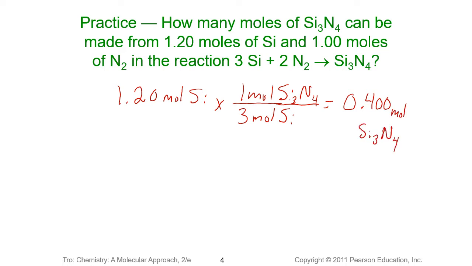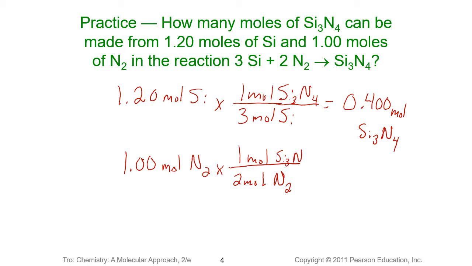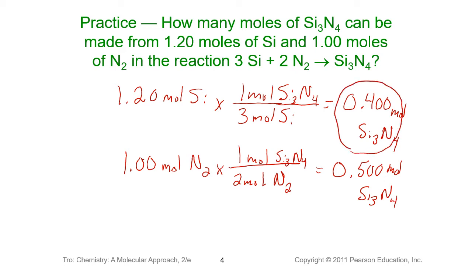Well, let's look at the nitrogen now. If we start with 1 mole of nitrogen, it takes 2 moles of nitrogen to make 1 mole of our product. And so 0.5 moles we can make. So this tells us that the silicon will get used up first. It is our limiting reactant, and the maximum amount we can make is 0.4 moles.